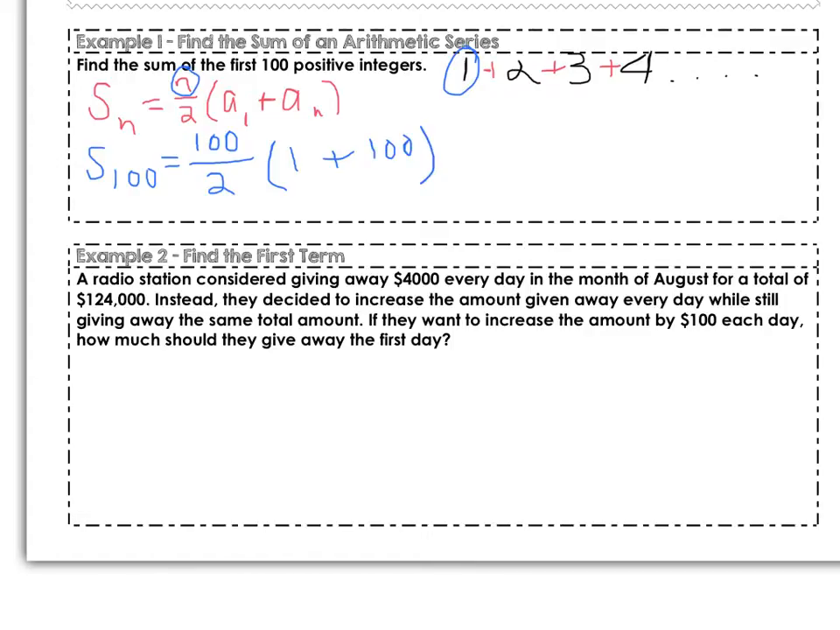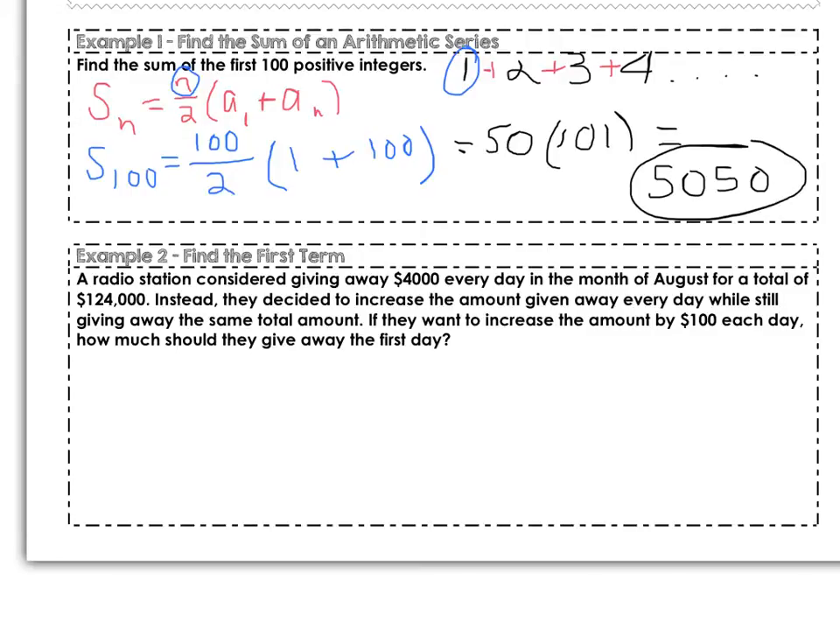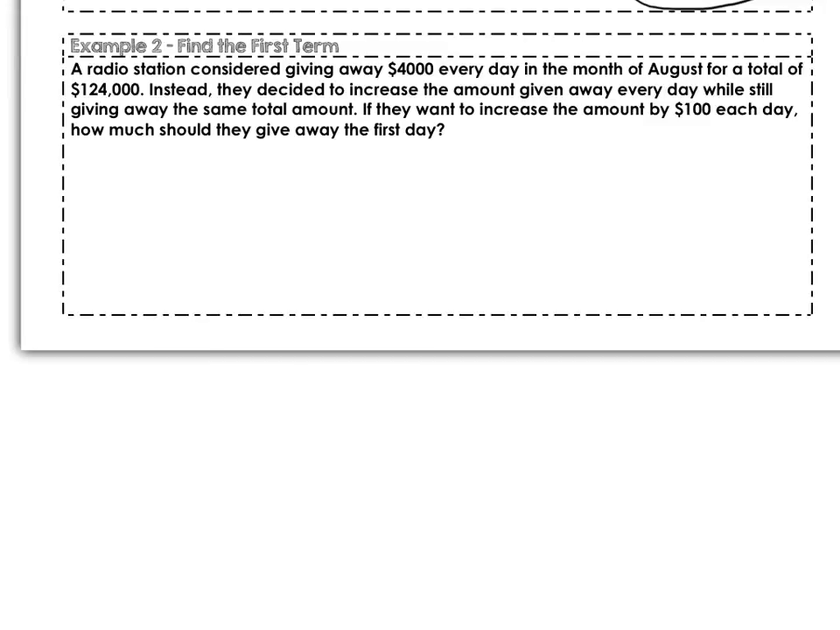So really now it's just going to take some solving. I'm going to do 100 over 2, that's going to give me 50. And 1 plus 100, that's going to be 101. So then we just have 50 times 101, and that gives us 5,050, which is the sum of the first 100 positive integers. Now let's take a look at this real-world problem here.